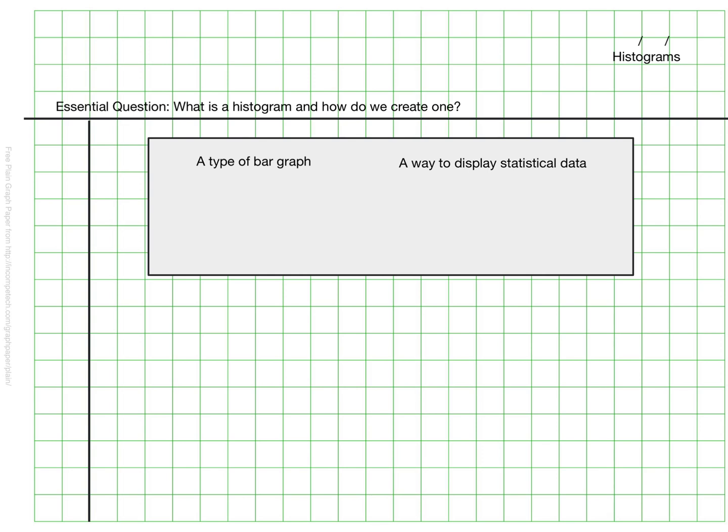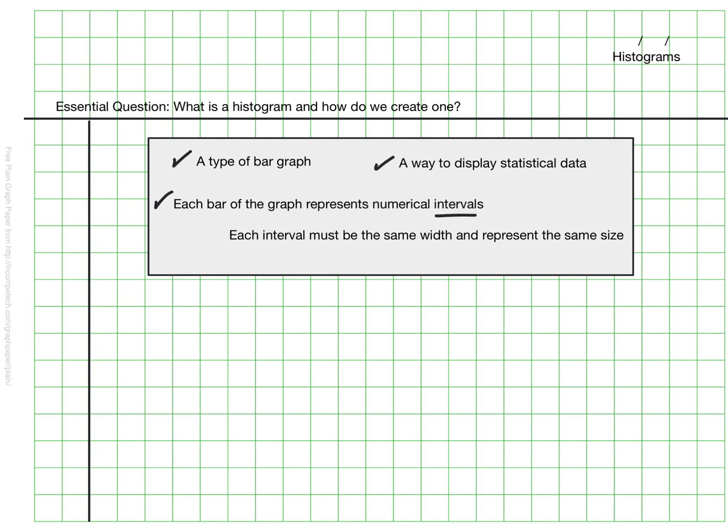Let's start with a few facts about histograms. Histograms are a type of bar graph, so they're made up of little bars. They are a way to show statistical data. The bars that make up the histogram all represent numerical intervals, so they're not one specific number. Each interval that we make must be the same width and represent the same size, same spread of numbers. And when we're making our histogram, there cannot be any gaps in between the intervals. There's no spaces just left over in between.